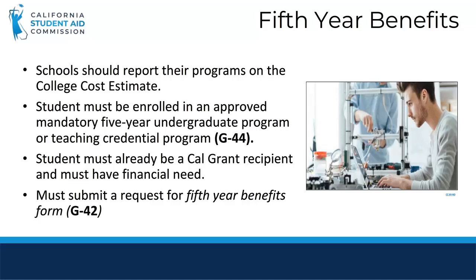Students who are in a mandatory 5-year program can apply using the G42 5th-year benefits form. Their school of attendance and program must already be listed on the application form.